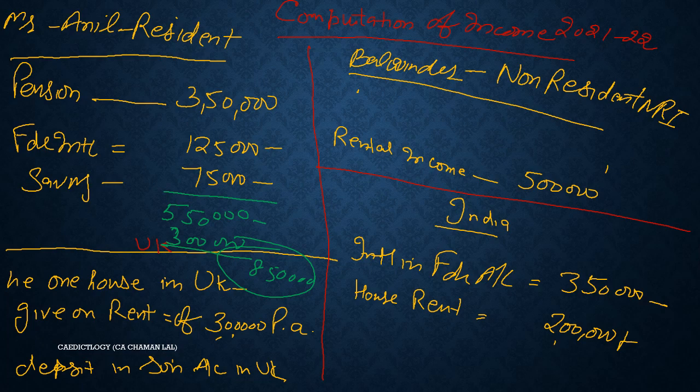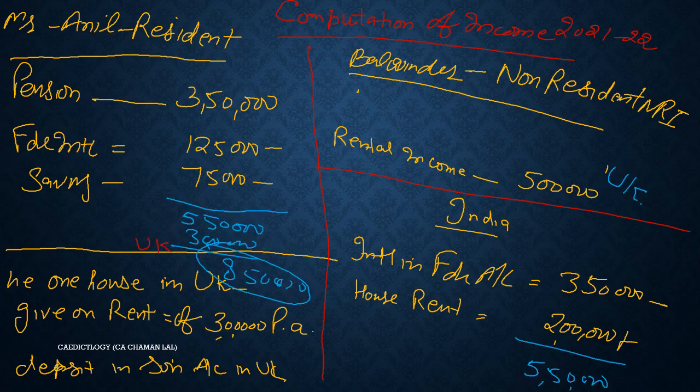This is an important concept. If a person is a resident of India, all income all over the world must be computed, whether it is taxable or not taxable, whether any relief is given, whether any exemption is given, is a second part. First we must include it in the total income.